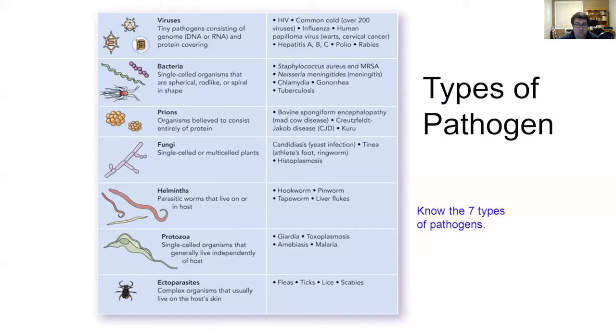If they're growing in the wrong spot, they can cause issues. We have parasitic worms or helminths. All right. They're pretty straightforward. Hookworms, tapeworms, liver flukes.